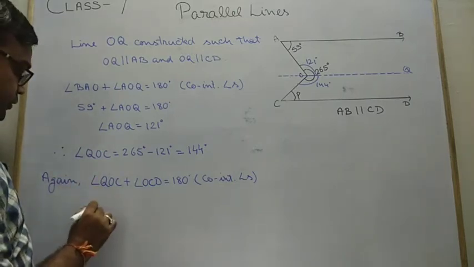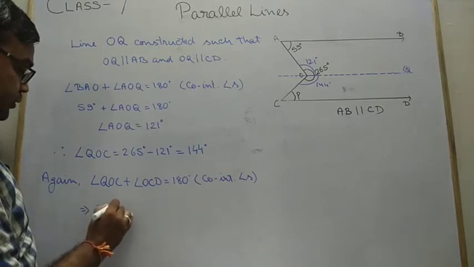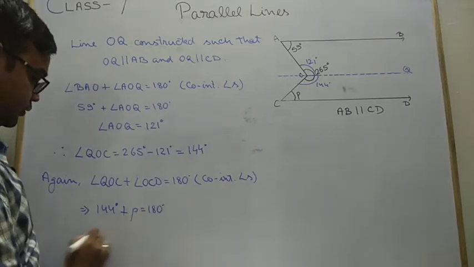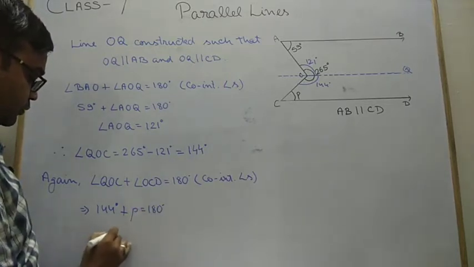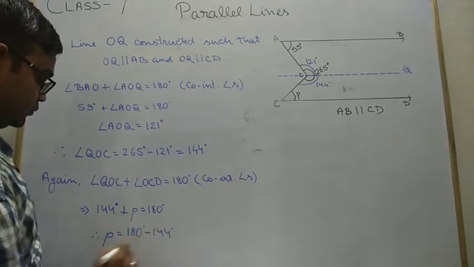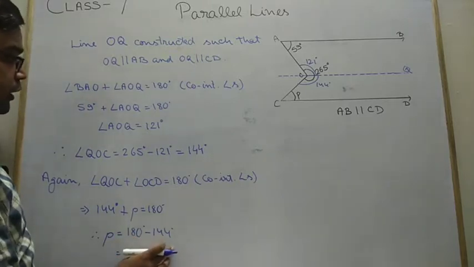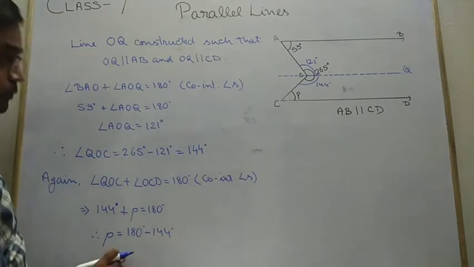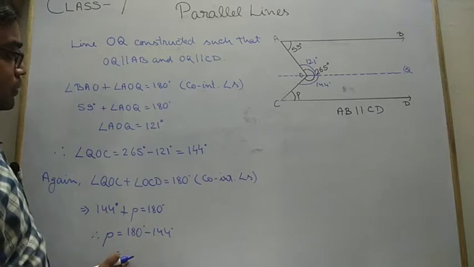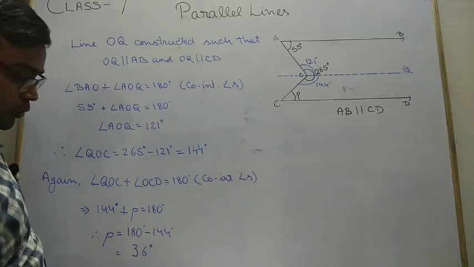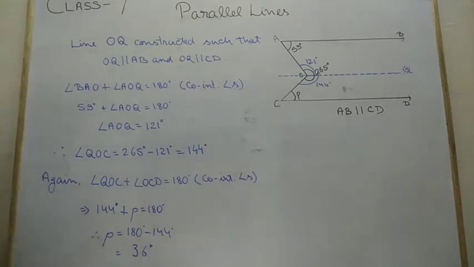QOC value is 144 degrees. OCD value is small p. Therefore small p equals 180 minus 144. 180 minus 144: 10 minus 4 is 6, 7 minus 4 is 3, so 36 degrees. Hope you have your concept clear.